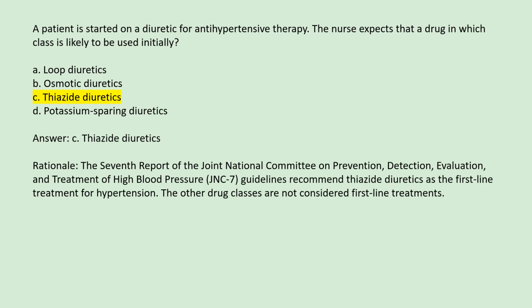Answer: C. Thiazide diuretics. Rationale: the 7th report of the Joint National Committee on Prevention, Detection, Evaluation, and Treatment of High Blood Pressure, JNC 7, guidelines recommend thiazide diuretics as the first-line treatment for hypertension. The other drug classes are not considered first-line treatments.